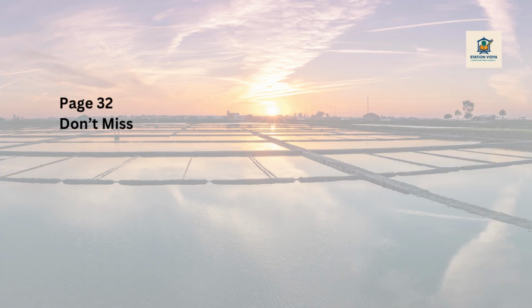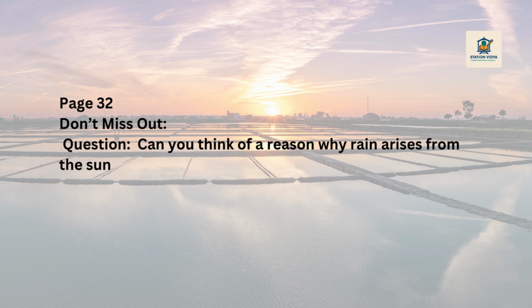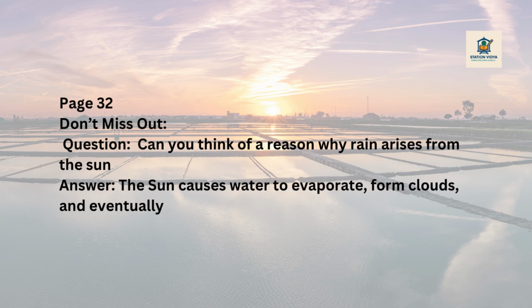Page 32. Don't miss out. Question. Can you think of a reason why rain arises from the sun? Answer. The sun causes water to evaporate, form clouds, and eventually fall as rain.